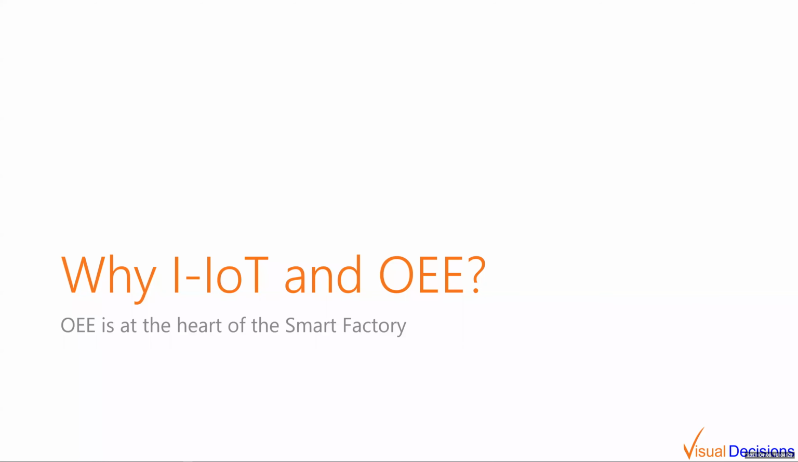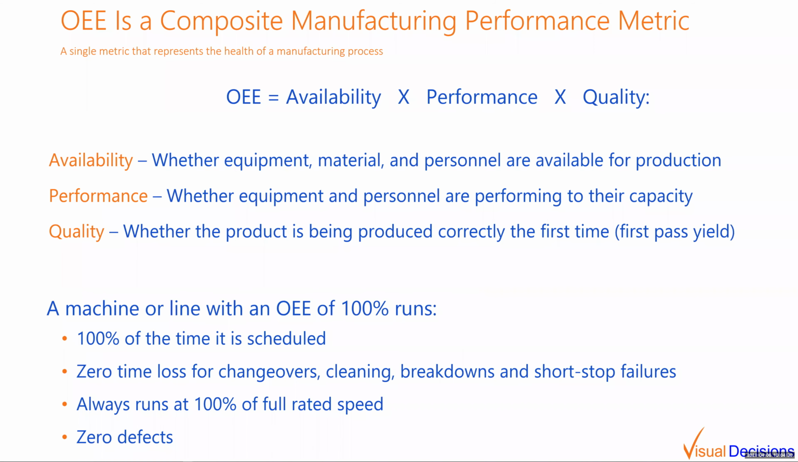All right, so why OEE and why IIoT? First of all, for those of you on the call that don't know, OEE is a composite manufacturing performance metric. It's a single metric that represents the health of the manufacturing process. It looks at availability, which is whether the equipment is running or not running, the performance, whether it's running at the speed it's supposed to run, and also quality as to whether or not the product being produced is being produced correctly on the first try.